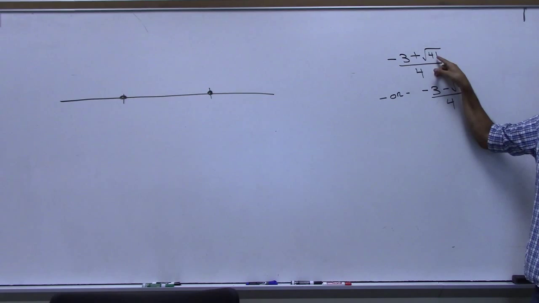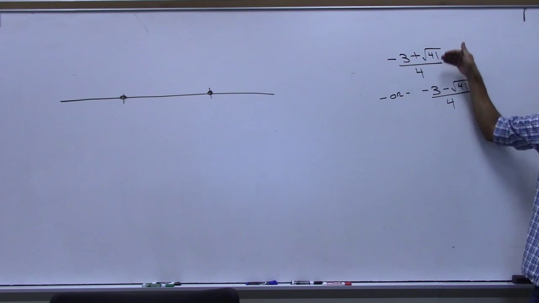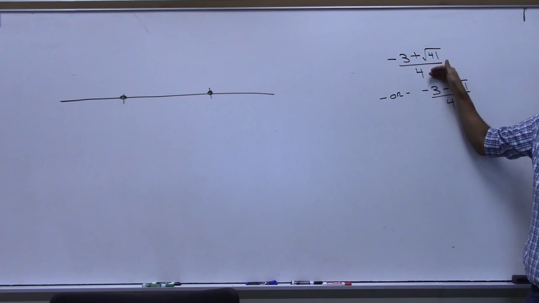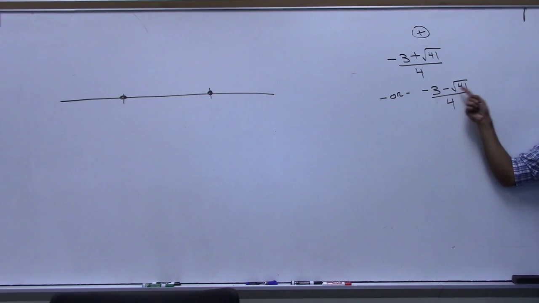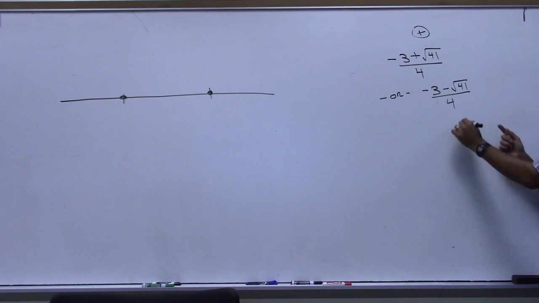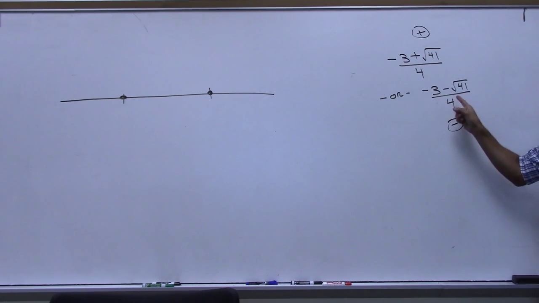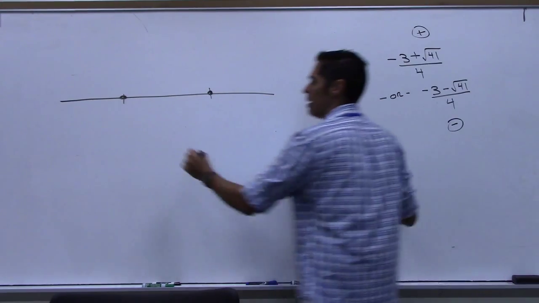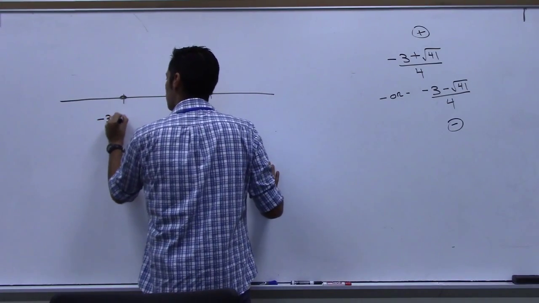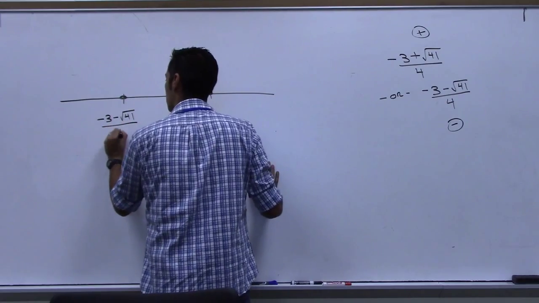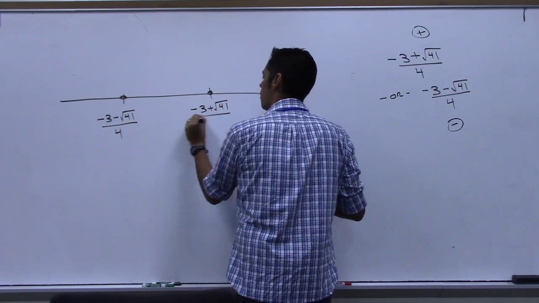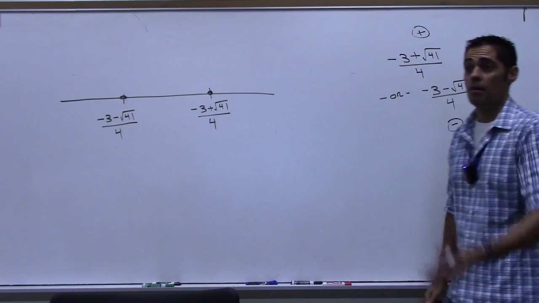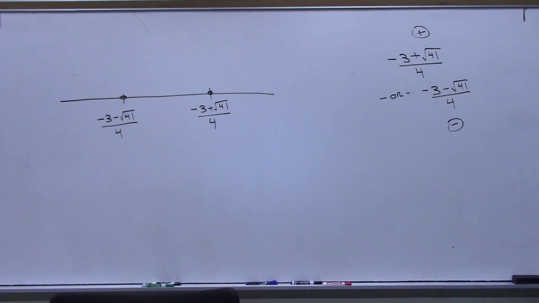Negative 3 plus 6 is a positive number. Positive number divided by a positive number should be a positive number. Does everyone agree this is a positive number? In this one, you have a negative number minus another negative number, which should still be a negative number, right? Divided by a positive number? That's a negative number. So guaranteed this is on the left side. All right, so negative 3 minus root 41 over 4, and then this one is negative 3 plus root 41 over 4. Okay, guys, what now?